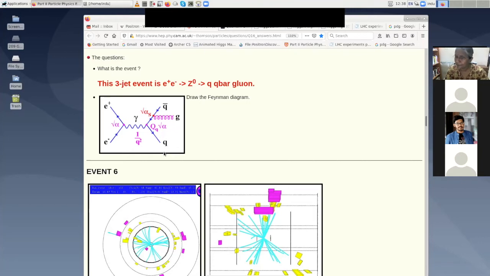Okay? And another reason I'm showing you LEP events is that it's much cleaner. It's a very simple system. Your initial state is electron-positron, which has no quark, no strong interactions in it. So all the complications, if any, come only in the final state.